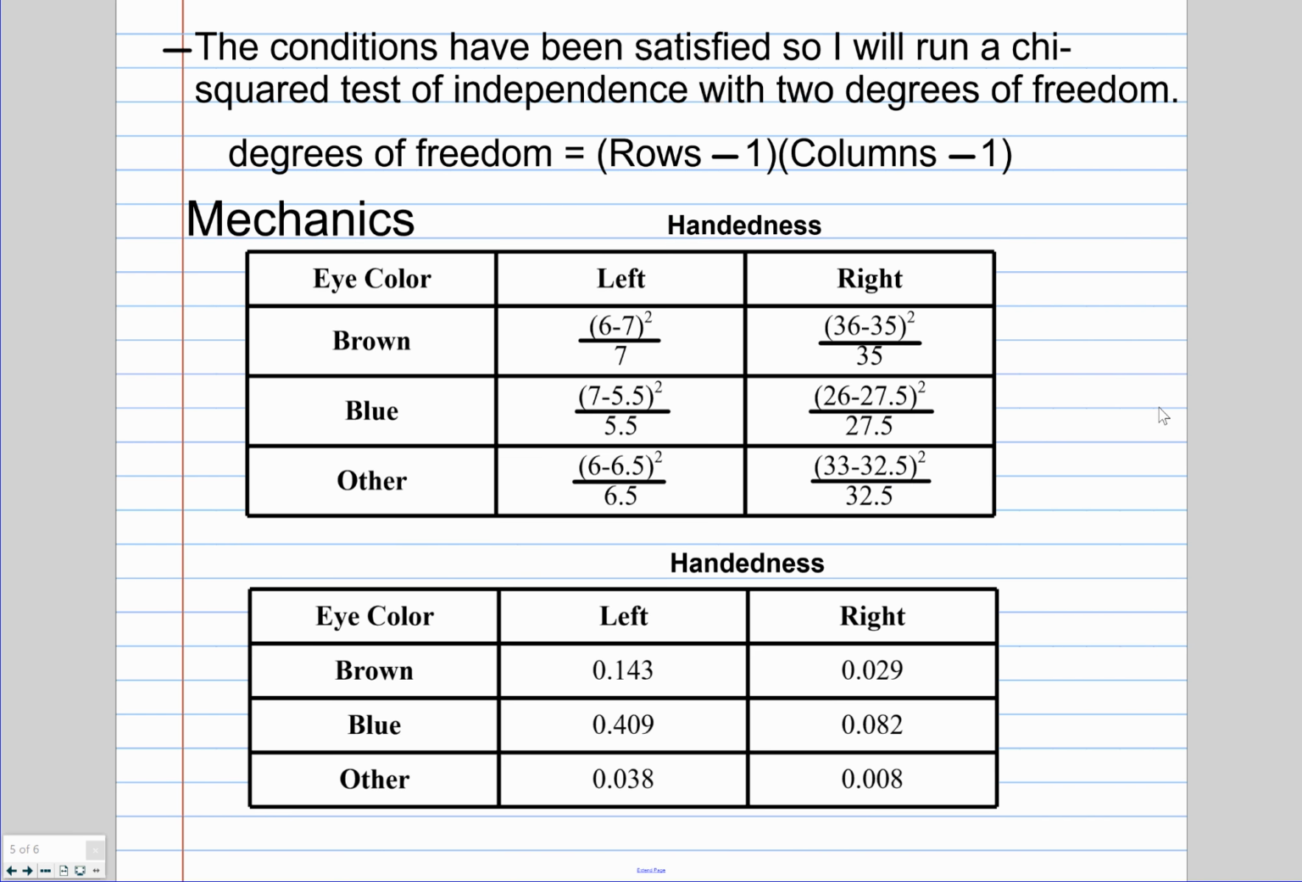All right, so here's the calculations if you'd like to see. Now, while you're looking at those, I'm looking at the second table. I don't really have a chi-squared value that's jumping out at me. The largest one I see is blue and left.